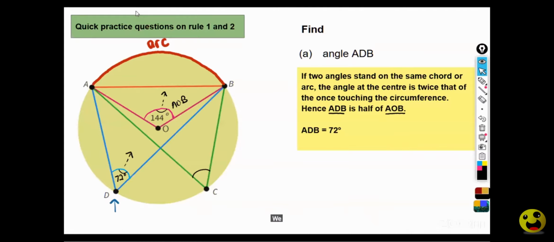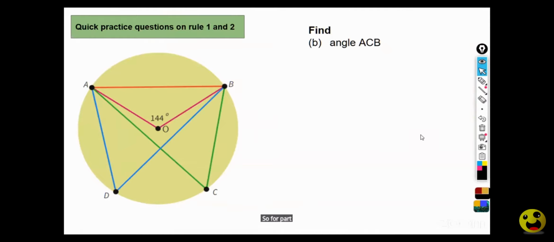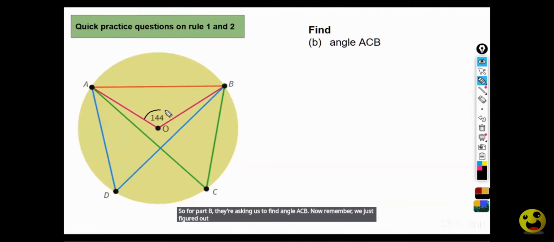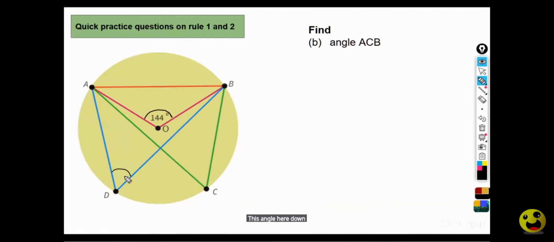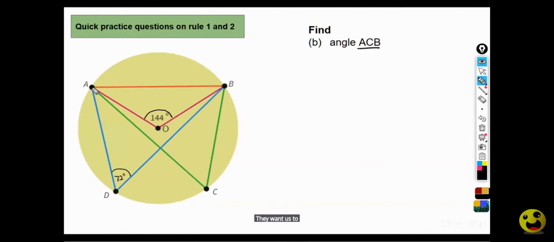We still have part B to do. For part B, they're asking us to find angle ACB. Now remember, we just figured out this angle down here was 72 degrees. So update your diagram and make sure you have 72 down there. They want us to find angle ACB. That's this green angle here they want us to find.